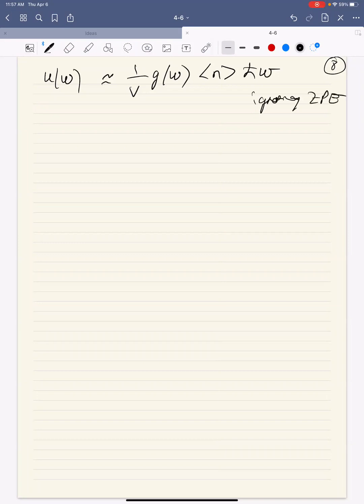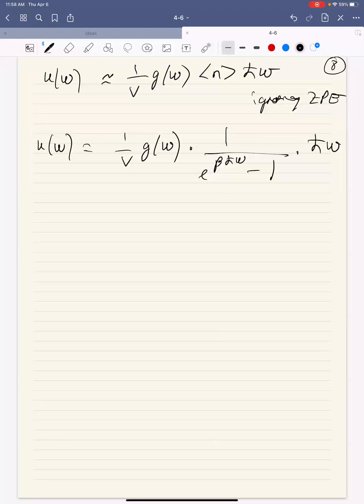So I have u of omega is 1 over V, g of omega, average n multiplied by h cut omega, ignoring zero point energy. And for average n, I can use Planck's distribution. What is that? So u of omega is equal to 1 over V, g of omega, 1 by e to the power beta h cut omega minus 1. And in the numerator, we also have an h cut omega. So that's my average. I still don't know the g of omega, so I'm not completely done yet. Now I have to think about g of omega.